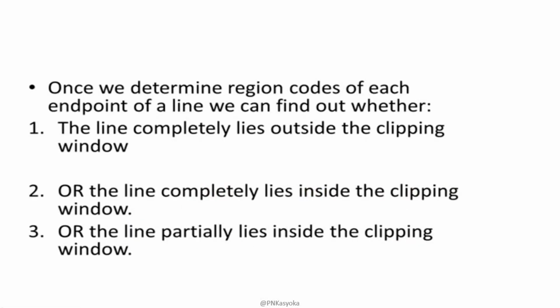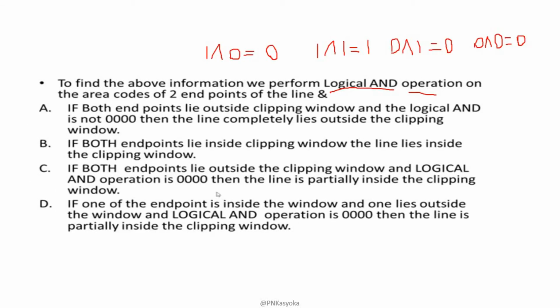Once we determine the region code of each endpoint of a line, we can find out whether the line completely lies outside the clipping window, or completely lies inside the clipping window, or partially lies inside the clipping window. We basically use the logical AND, where 1 and 0 gives us a 0, 1 and 1 gives us a 1, 0 and 1 gives us a 0, and 0 and 0 gives us a 0. It is as simple as that.